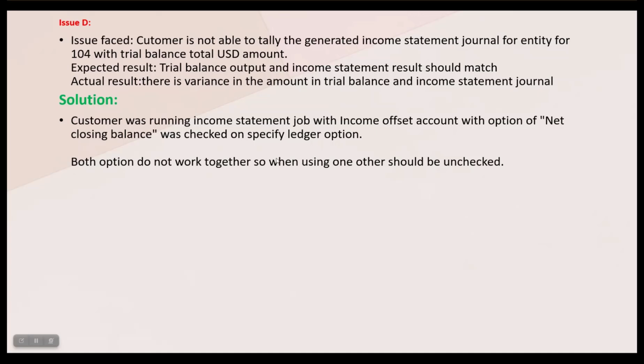As you know, during running income statement journal creation from the scheduled process, there are some options for net closing balance and also income statement offsets. These two options are not working together, so either select this and uncheck this, or vice versa, to make a match or to get the tally match between the income statement and the trial balance outputs.